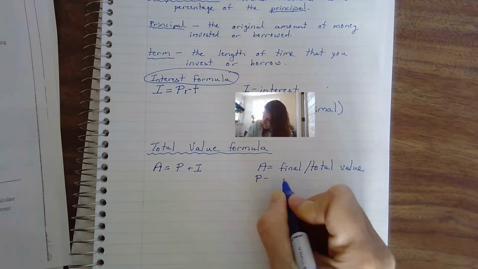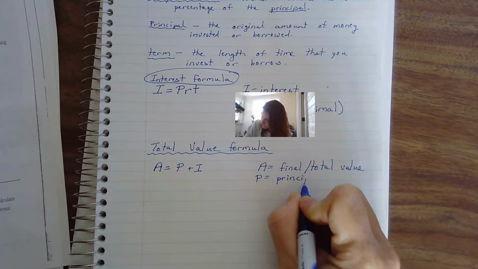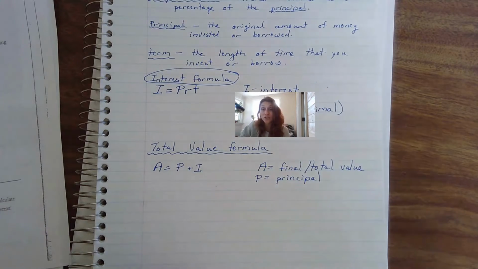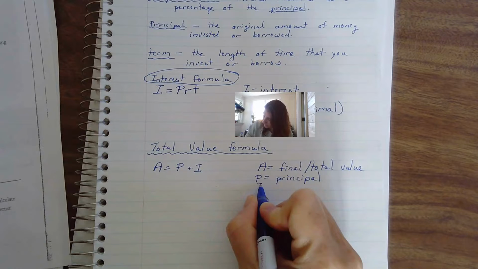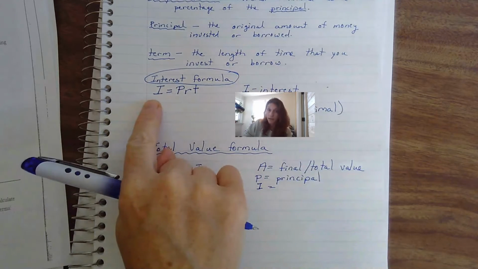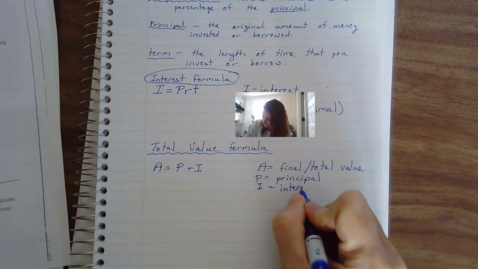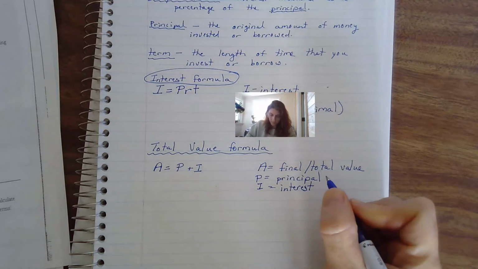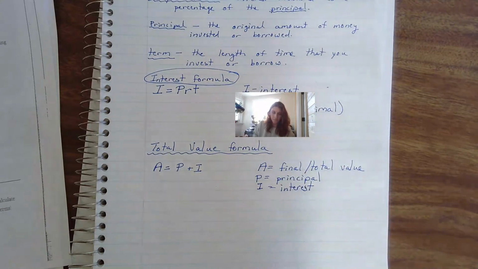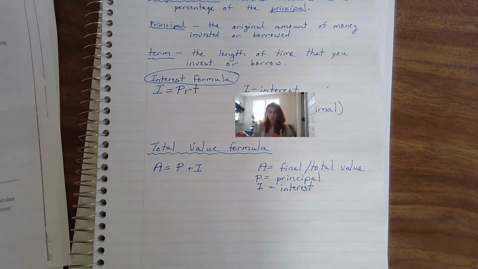P, once again, will be your principal. How much did you initially put in? And I, up here, is your interest. Okay. So the interest, or the interest earned.